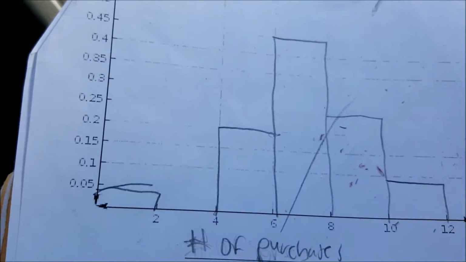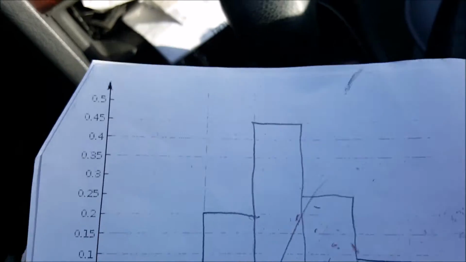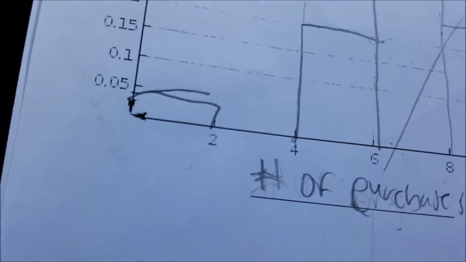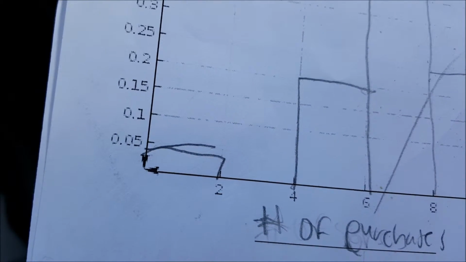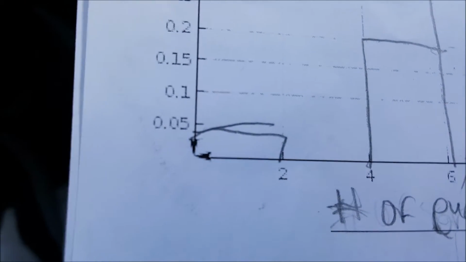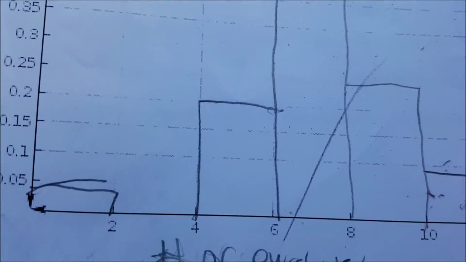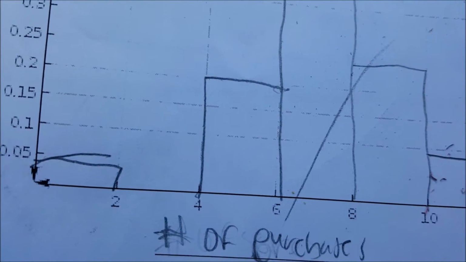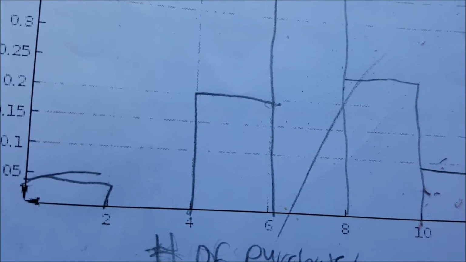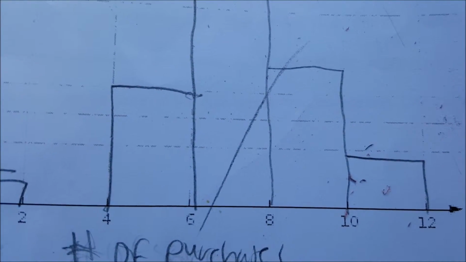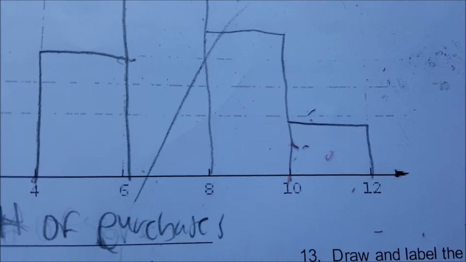Here, the number of purchases is illustrated in a graph. So, as you can see, with the frequency, it is from 2 to 4, very, very low. 4 to 6 is increasing, and the highest frequency of items purchased is between 6 and 8. It seems to decrease right there, and then gets the lowest towards the end.